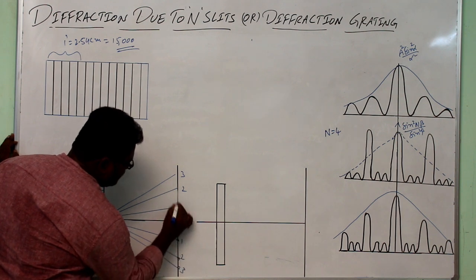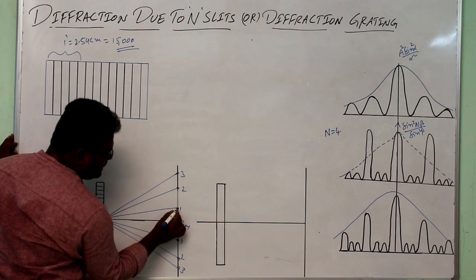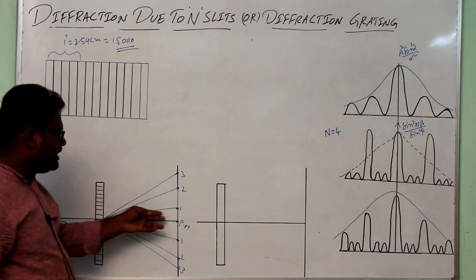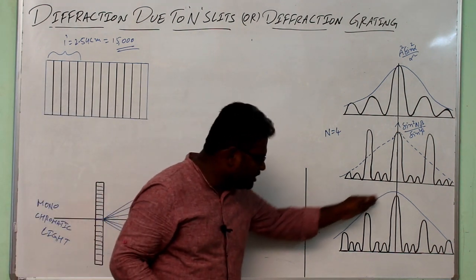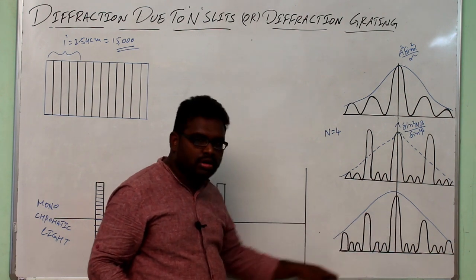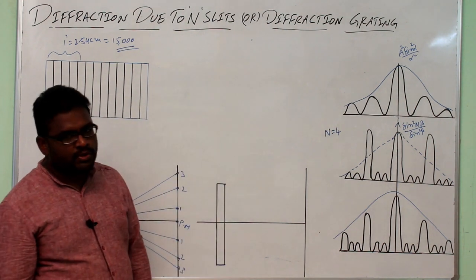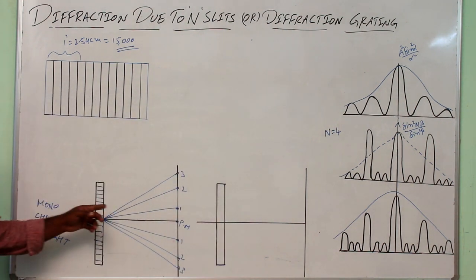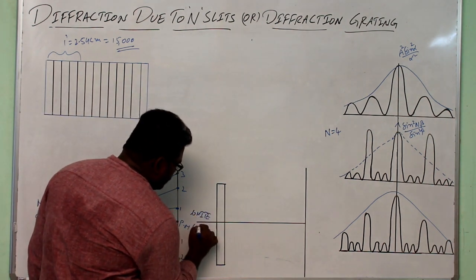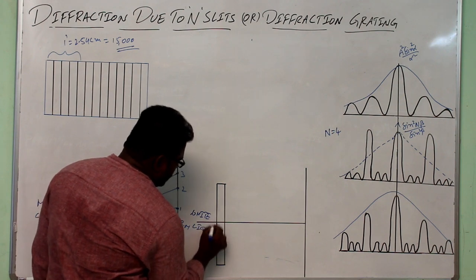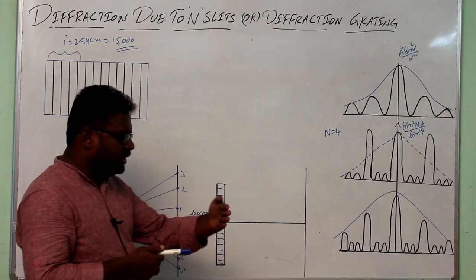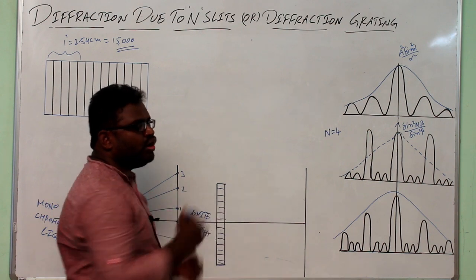The principal maxima has the most intensity, the first order has less intensity than the principal maxima, and the second order has much less intensity, because of this diminishing curve. If we keep on going, the intensity will decrease. One may get the doubt: what happens if white light is incident on a grating? Suppose this is a grating and I make white light incident on it. What can we observe on the screen?